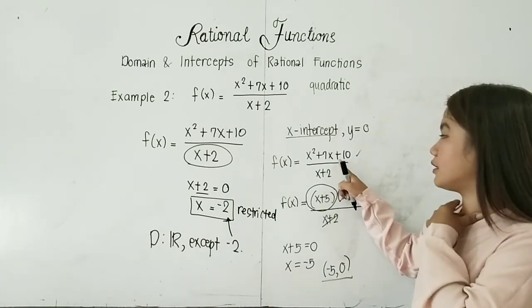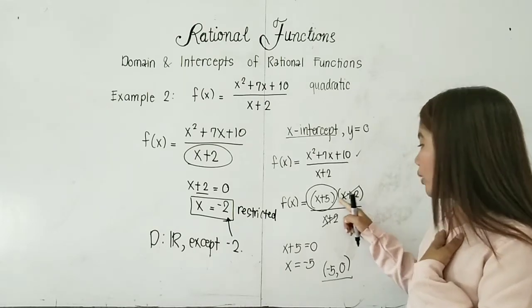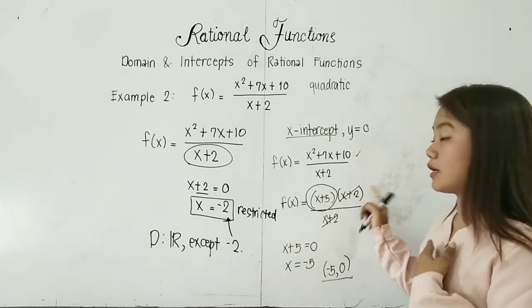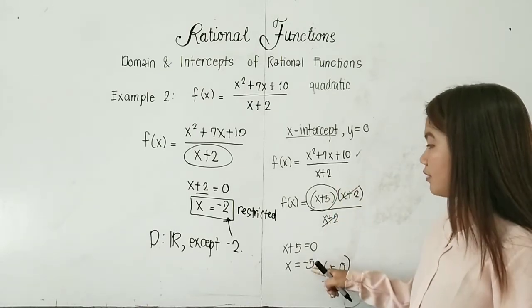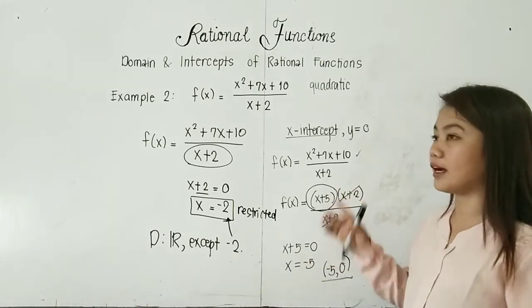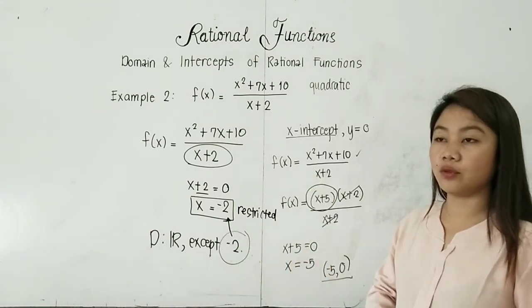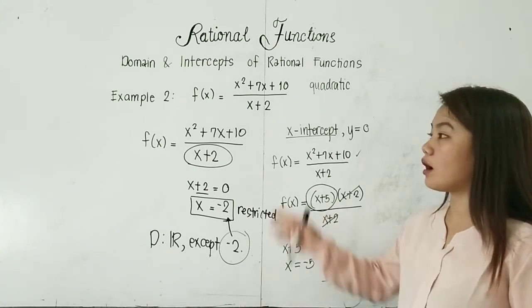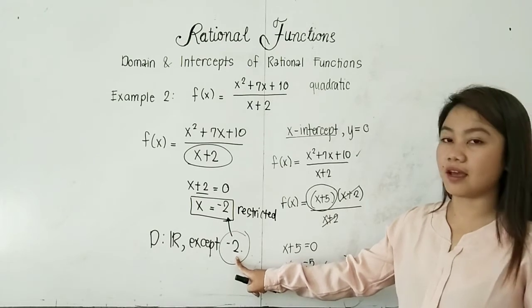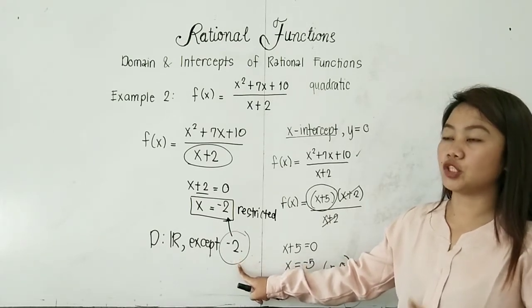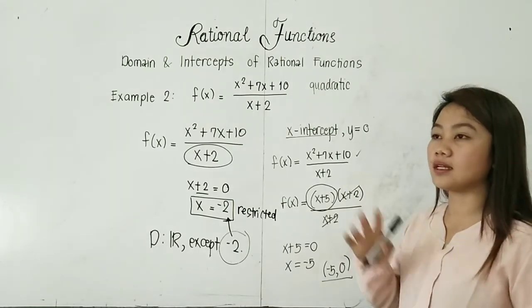Now, if we do not factor x squared plus 7x plus 10, we end up equating x plus 5 and x plus 2 to 0. So we end up getting x-intercepts of negative 5 and negative 2, where in fact negative 2 is restricted in the domain. So negative 2 can't be the x-intercept of f of x because this is the restriction in the domain of f of x. So first, we will check if there are cancelable terms in our function so that we can cancel them out.